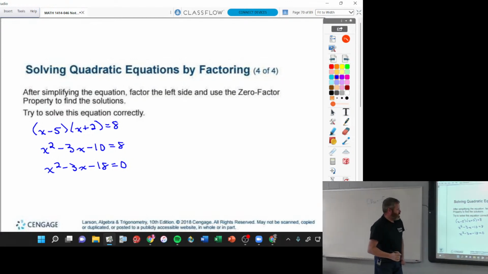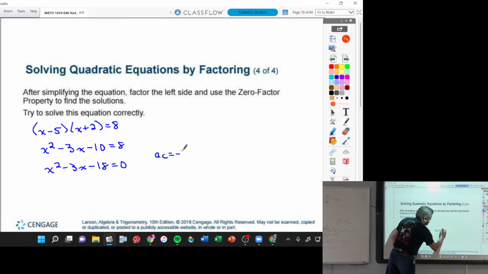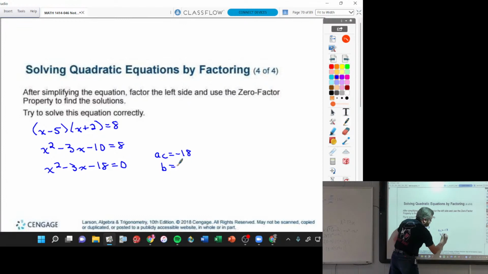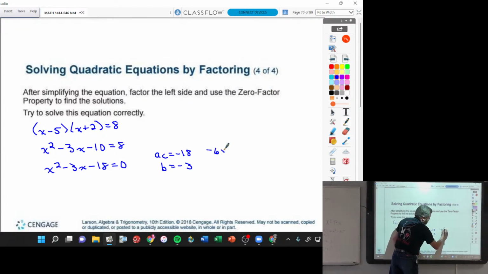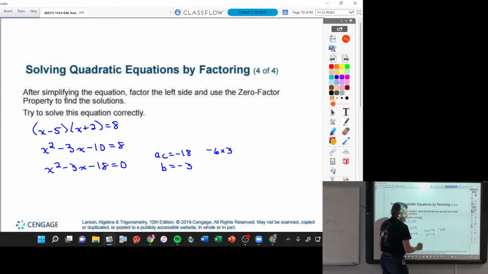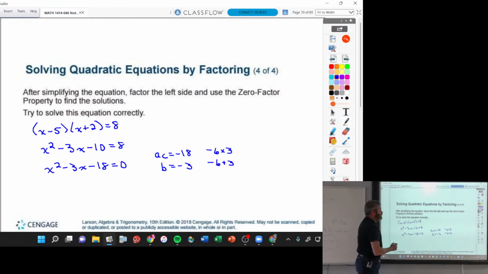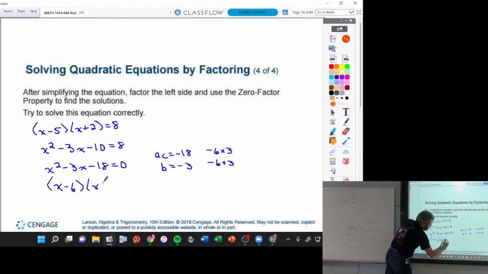Okay. Two numbers that multiply to get negative 18 but combine to get negative 3. That would be negative 6 times 3 is negative 18. Negative 6 plus 3 is negative 3. So this factors into (x minus 6)(x plus 3).